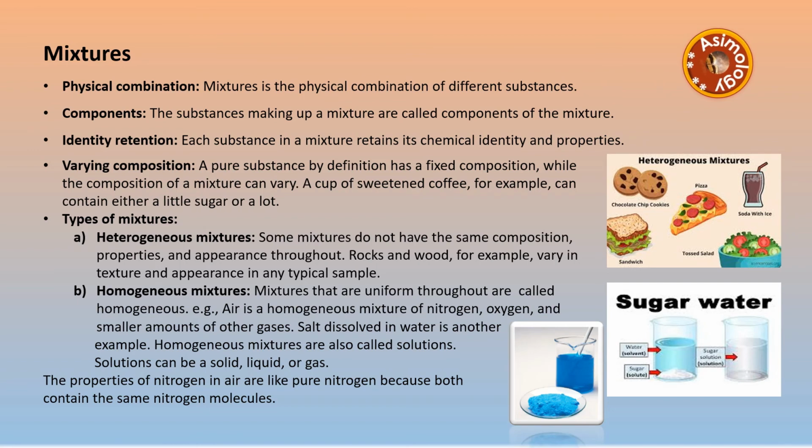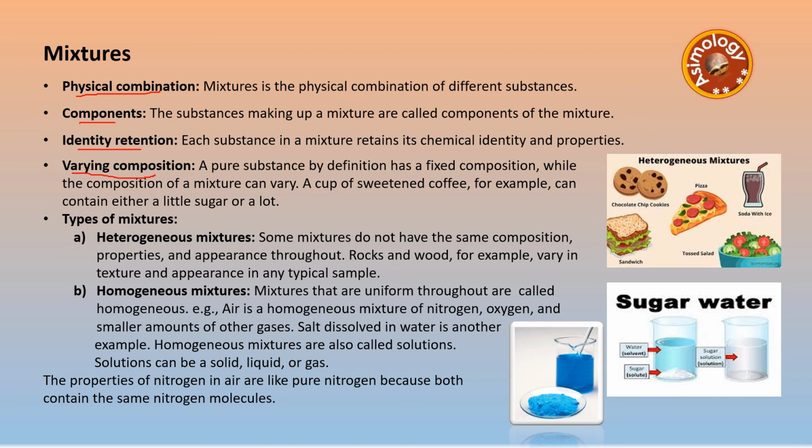Mixtures, physical combination. A mixture is the physical combination of different substances. Components: the substances making up a mixture are called components of the mixture. Identity retention: each substance in a mixture retains its chemical identity and properties. Varying composition: a pure substance by definition has a fixed composition, while the composition of a mixture can vary. A cup of sweetened coffee, for example, can contain either a little sugar or a lot.